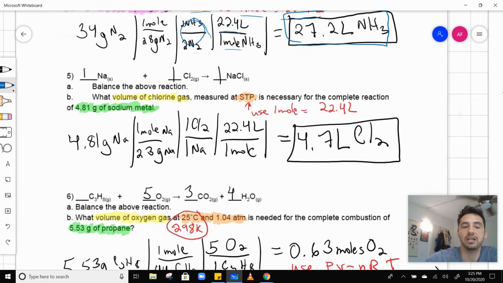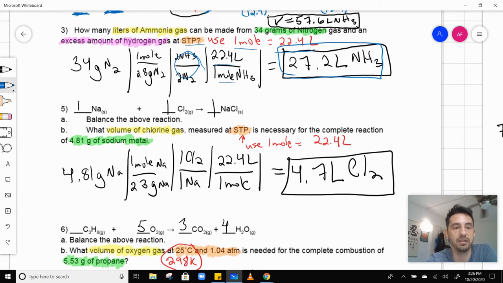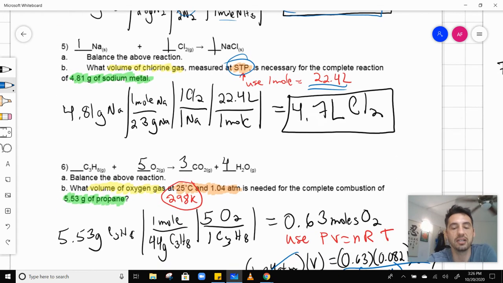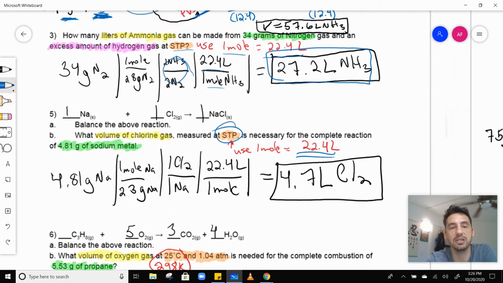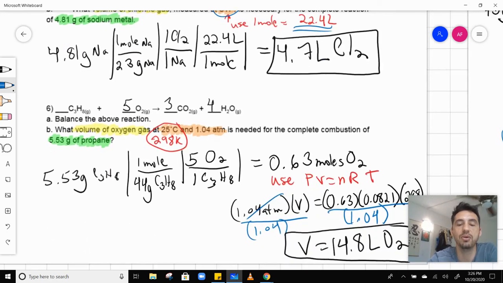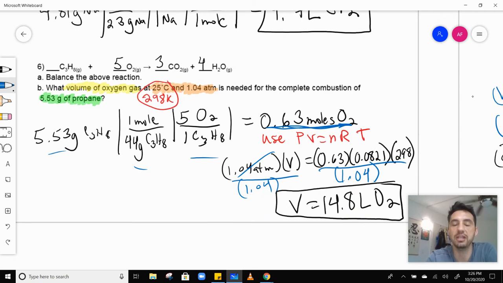Okay. The next one, number 5, make sure you balance it first. And it's the same process I just did for number 3. Same process. Because we're at STP, we can use the 22.4 liters. Okay. Number 6 is the same process as we did for number 2. The first thing we did was find out how many moles of O2 we can make by using regular stoichiometry. And then once we find moles of O2, we can use PV equals nRT to find the volume of O2.